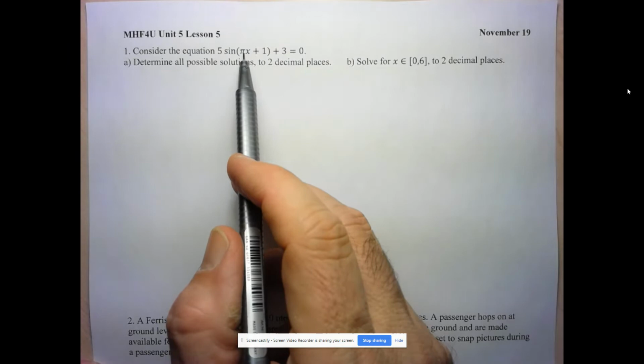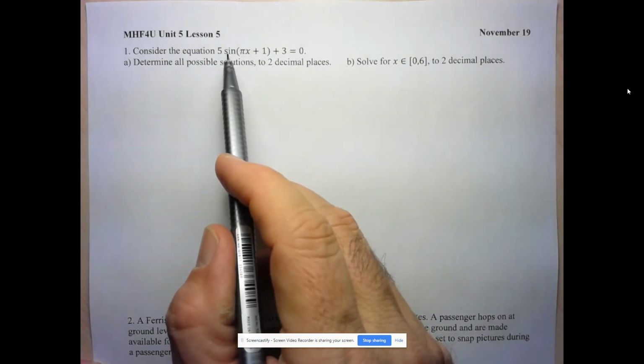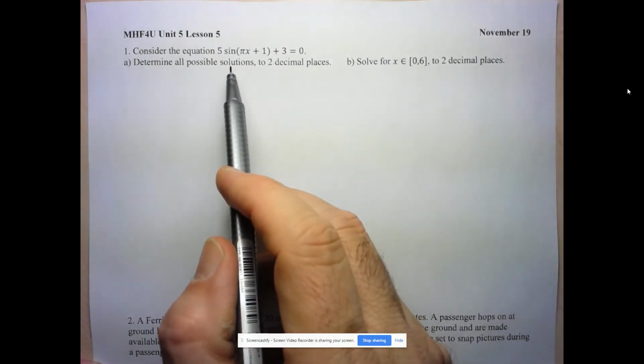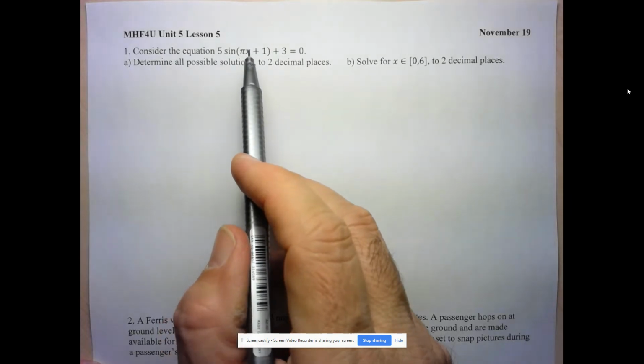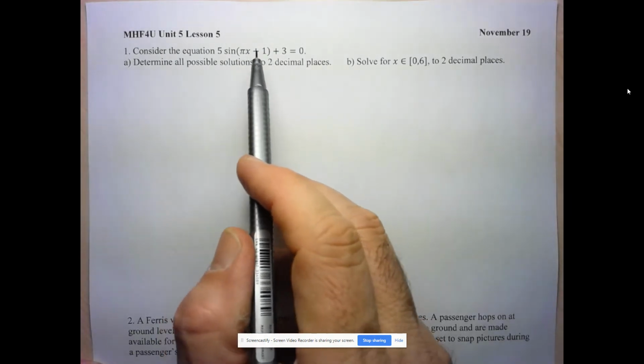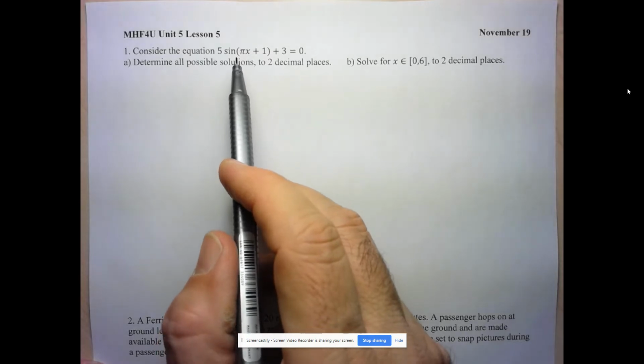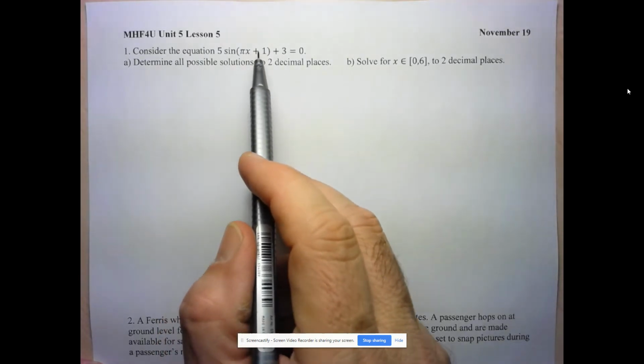All right, clearly this can get more complex. We can have squares, we can have multiple trigonometric expressions in our equation. That's what we'll be looking at later on. But for now, we're going to start by isolating the trig expression.